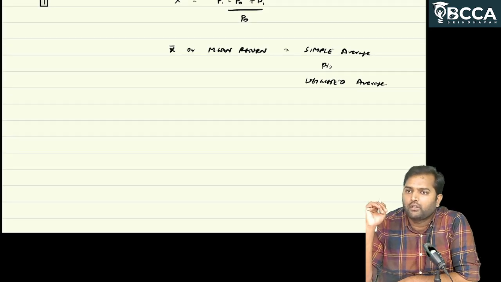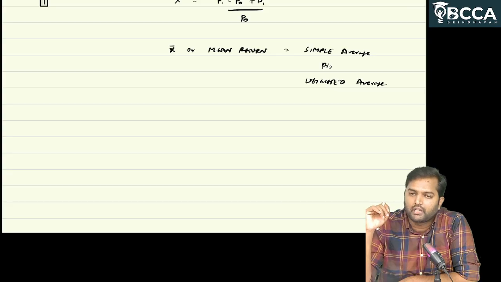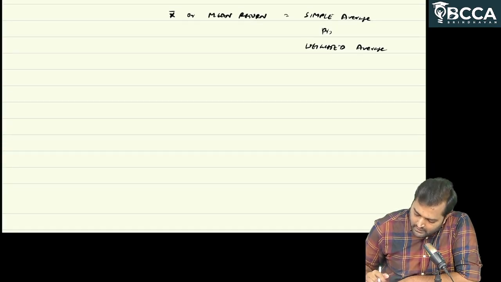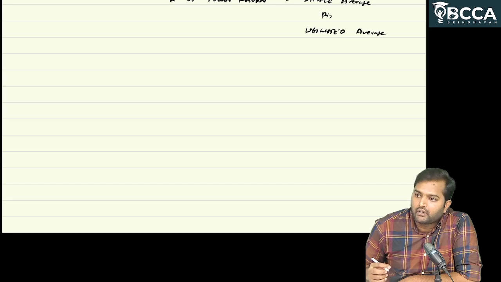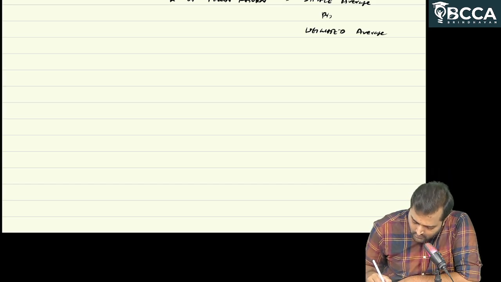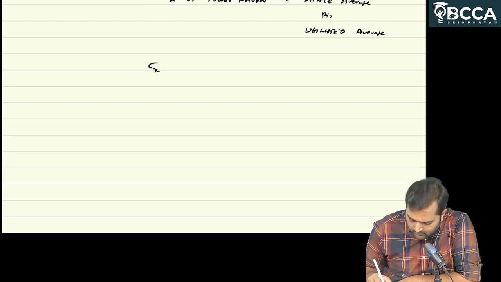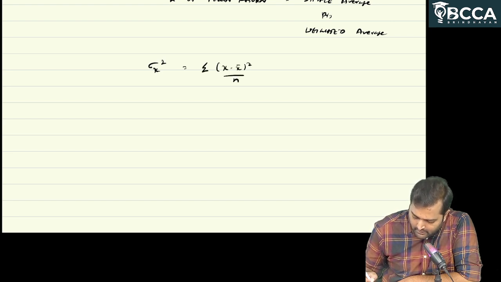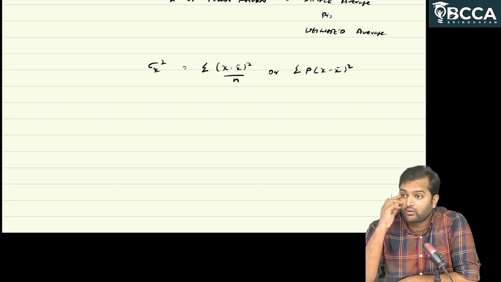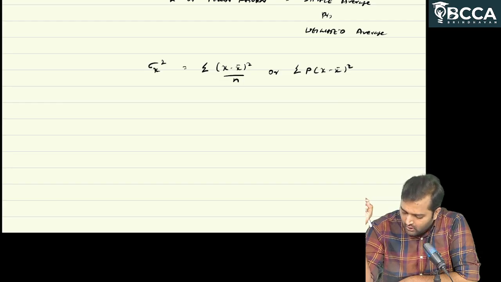And then, risk of a security. Risk means a possibility of a deviation from the mean. Risk of a security can be measured using variance, standard deviation, and coefficient of variance. Variance of a security is denoted with sigma x square. Sigma x square is equal to summation of x minus x bar whole square divided by n, or summation of p into x minus x bar whole square. When probability is given, the formula is summation of p into x minus x bar whole square.